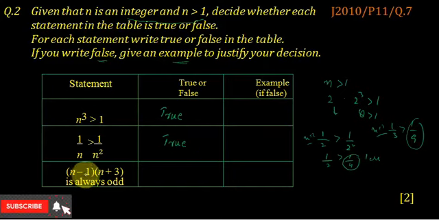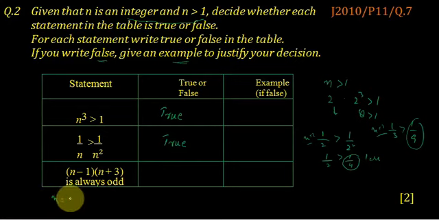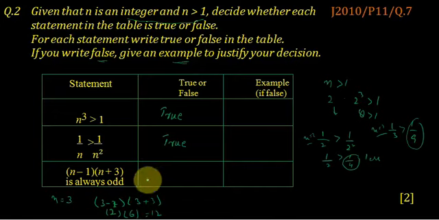And the third statement: n minus 1 multiplied by n plus 3 is always odd. So, suppose I take n is equal to 3. So, it must be 3 minus 1 and 3 plus 3. So, it is 2 and 6, and it is 12. So, it is an even number. So, it is not the case.